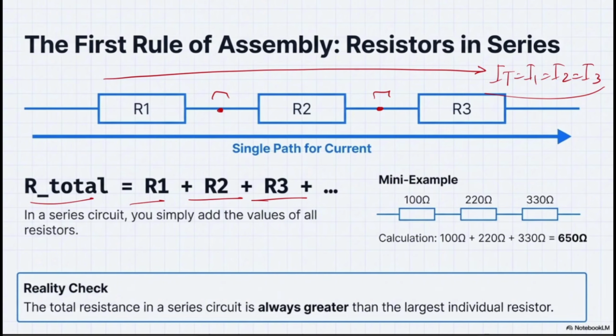The mini example: 100 ohms, 220, and 330. The only thing you have to do is add them up. 650 is going to be your final answer. And we all know about the sanity check, which means your final answer should be what? Bigger than the biggest resistance that you have in your total package itself.